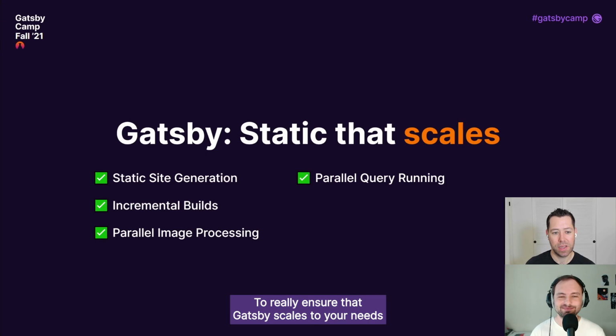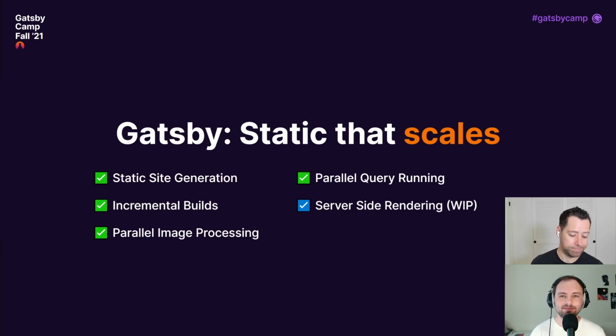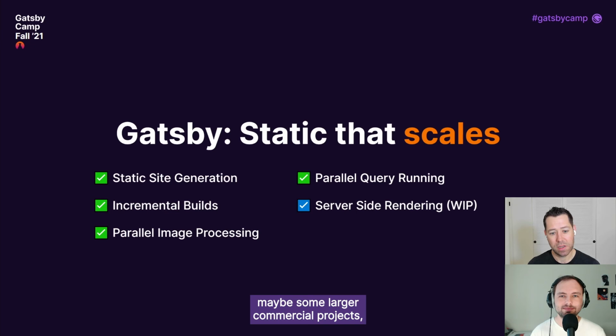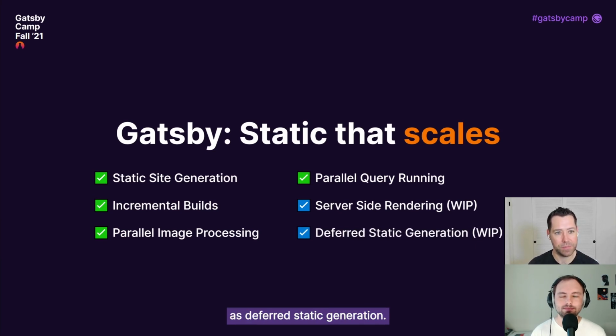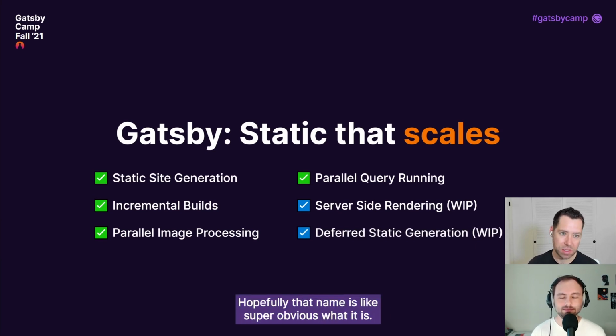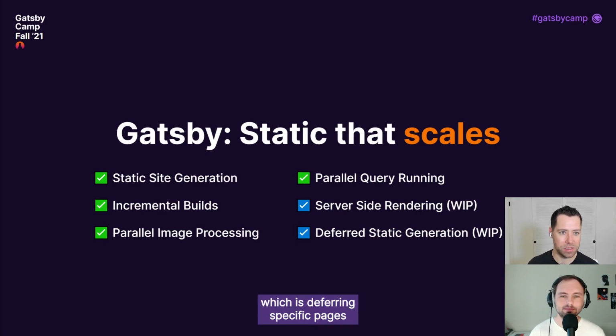To really ensure that Gatsby scales to your needs and supports the dynamic scenarios that you require for maybe some larger commercial projects, we're introducing server-side rendering in Gatsby 4, as well as something that we refer to as deferred static generation. And hopefully that name's super obvious what it is. It is static site generation. We're just deferring specific pages until first user request.